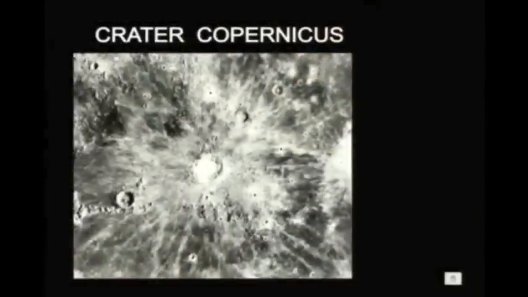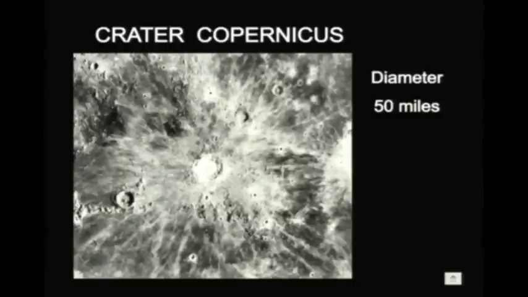All right, let's take a closer look at some more features about craters. When we look at a crater from above, this is the Copernicus crater, there are some interesting features. The crater itself is only 50 miles in diameter. It's very deep, 2.4 miles, deeper than the Grand Canyon.